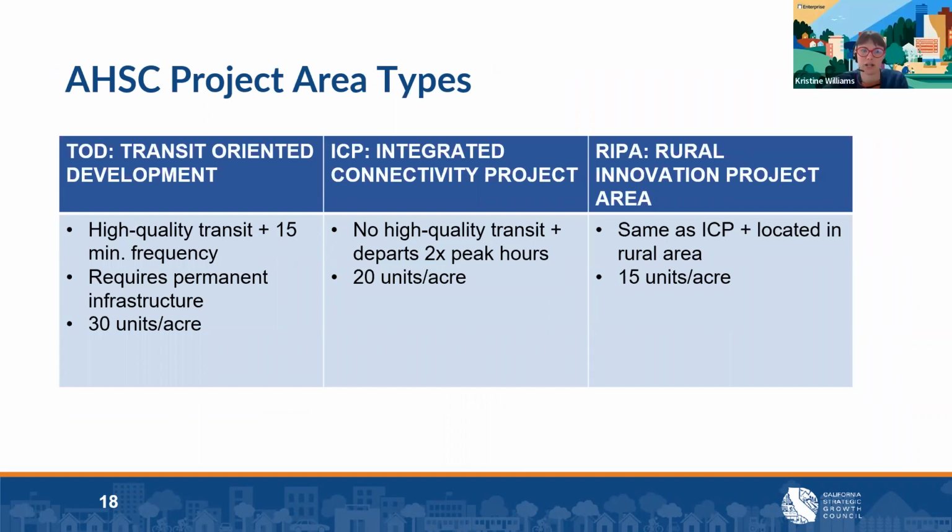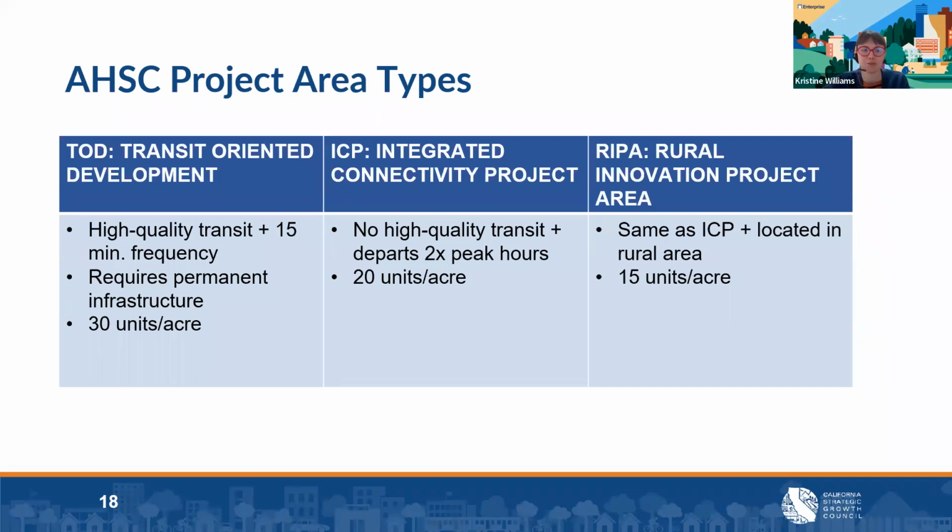Thanks, Alejandro. A couple questions coming in sort of related to scoring. So I do want to note we are going to cover that. But as mentioned, again, you do have to meet ASIC's minimum program threshold requirements. And part of that is ensuring that your housing project qualifies as one of the 3 project area types listed on this slide. Project area types are determined by the type of transit that is within a half-mile of your proposed housing site. And as you can see, there are 3 categories.